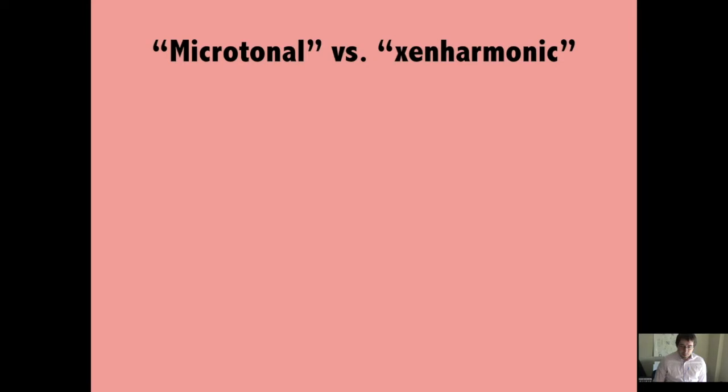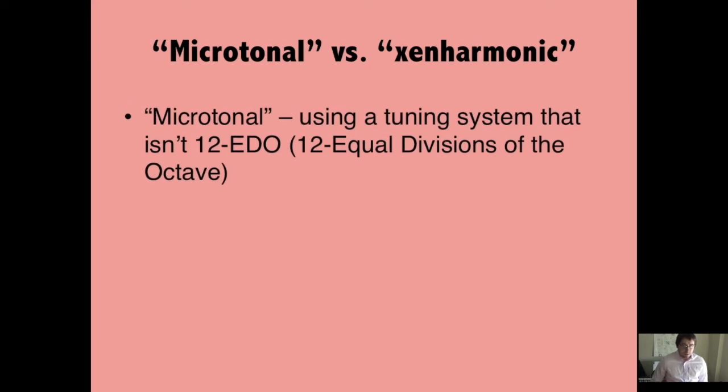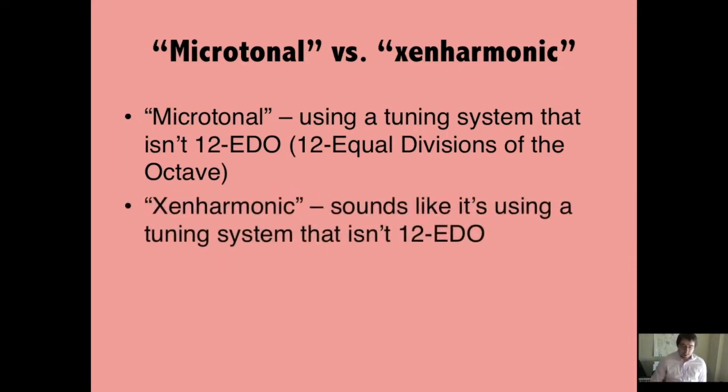Now let's talk about the difference between the words microtonal versus Xenharmonic, briefly. The word microtonal is now being used to describe tuning systems that aren't tuned in 12-tone equal temperament, or 12 equal divisions of the octave, or 12 EDO, as you may have heard it called. It also has the connotation of small steps, although that doesn't really have to be in play at all. The word Xenharmonic was coined by Ivor Darreg to describe music that doesn't sound like it's in 12 EDO. So, microtonal is music that doesn't use 12 EDO, and Xenharmonic is music that sounds like it's not in 12 EDO.